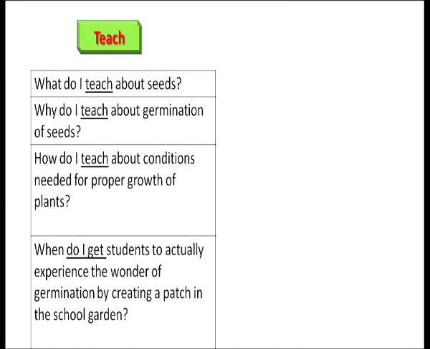And so as a teacher, look at the left-hand column. It says, what do I teach about seeds? Why do I teach about germination of seeds? How do I teach about conditions needed for proper growth of plants? When do I get students to actually experience the wonder of germination by creating a patch in the school garden? So these are nothing but my objectives of teaching. These are my instructional objectives.